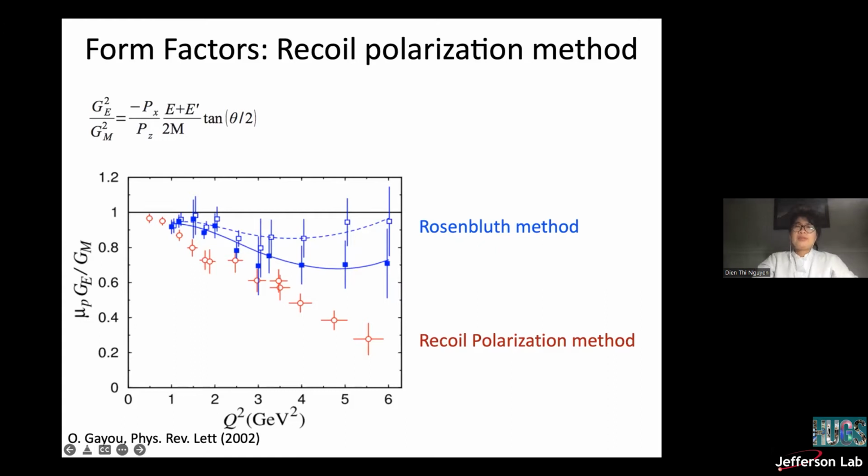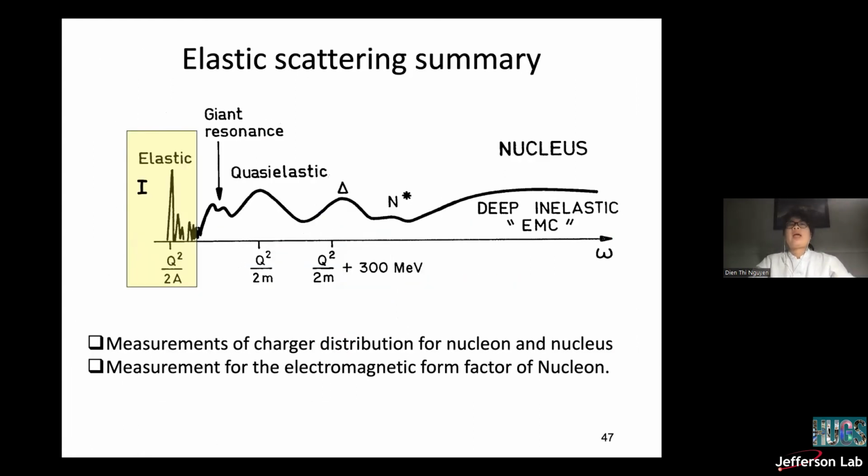Okay. So with these two examples, we have that elastic scattering is very good for studying the charge distribution of nucleons and nuclei. It is also good for studying the electromagnetic form factor of the nucleon. So those are two examples we discussed in elastic scattering.